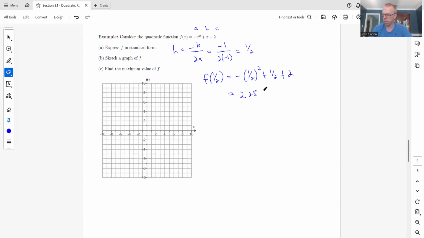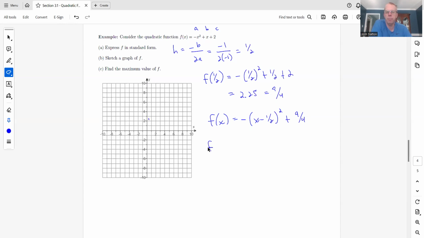Or as a fraction, 2.25 is 9 over 4. So standard form, we'd have f of x equals negative, so a is -1, x minus 1/2 squared plus 9 over 4. Now we know it opens down, because a is negative. This will be a little bit trickier to graph by hand like this, but the vertex would be about right there. And then now let's find 2 other points.